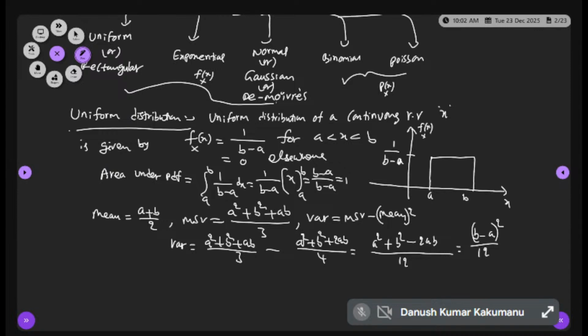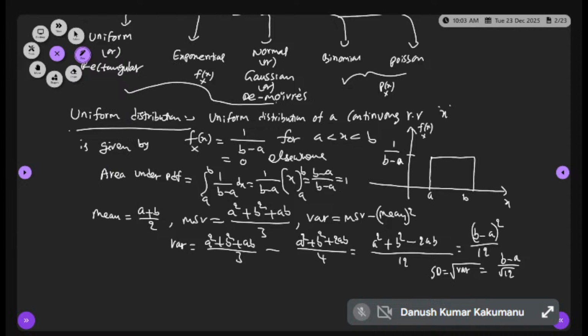No confusion. Standard deviation. What is the standard deviation? Square root of variance, which is equal to what? B minus a divided by root 12. We have to remember mean, mean squared value, variance, standard deviation. These four formulas of uniform distribution.